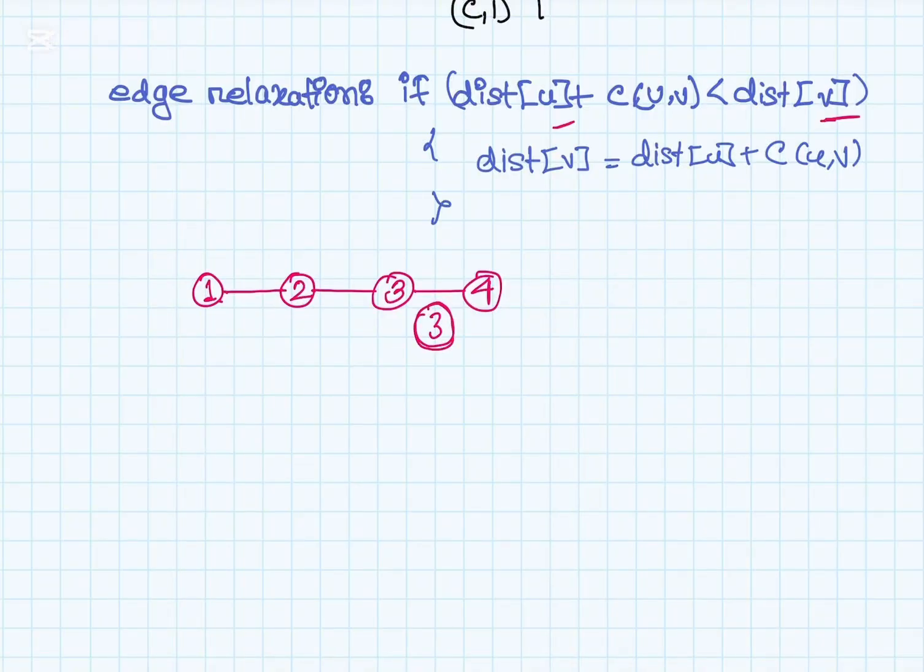So we can say the maximum number of edges, if there are n number of vertices, would be n minus 1. So if we relax all the edges n minus 1 times, then we will surely find out the proper distance from the source to all other vertices. And this is the concept of Bellman Ford algorithm.